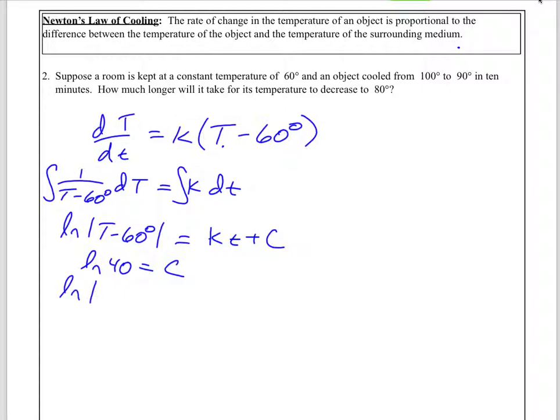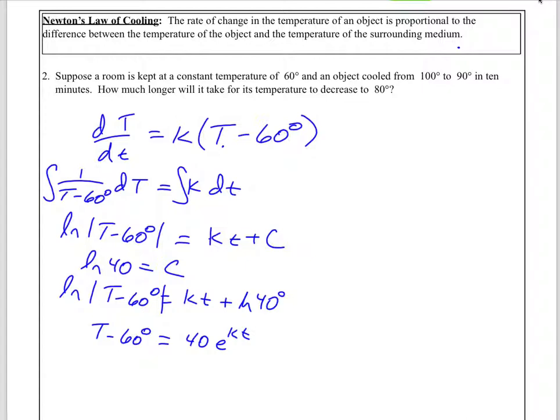So natural log, absolute value of T minus 60 equals KT plus the natural log of 40. We want to get the T by itself at this point, so I can go ahead and E it. I get T minus 60. What do I get on the other side? 40 E to the KT.